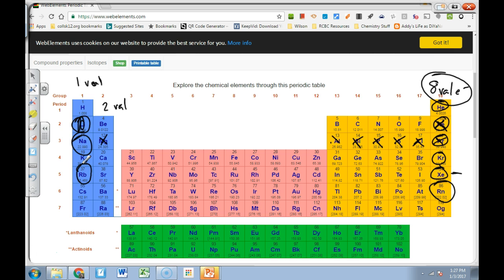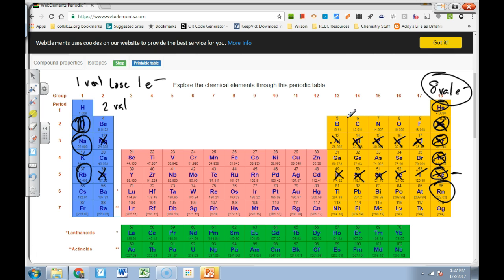And so if we look at rubidium, and we kind of ignore these D blockers, it can either gain 7, or it can lose 1. Is it easier to gain 7 or to lose 1? It's easier to lose 1 electron. And so everything in this group 1, the alkali metals, will always lose 1 electron. And that's because of the Octet Rule.